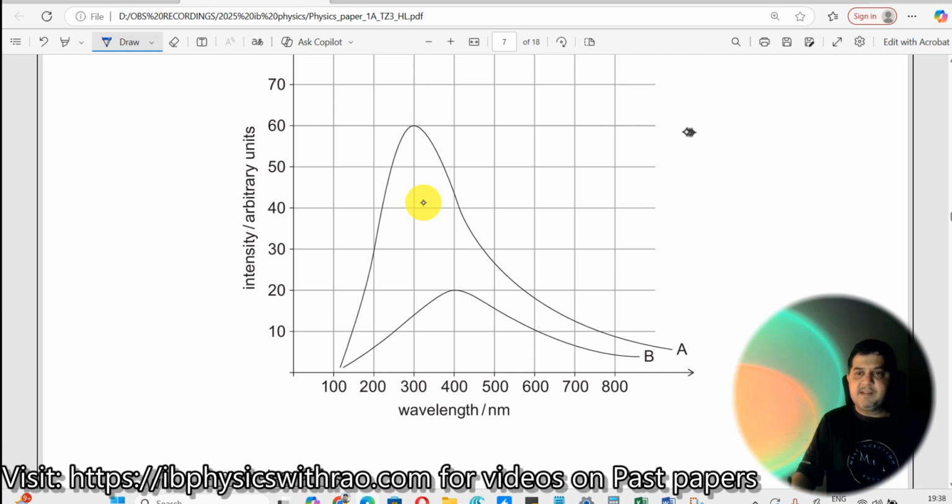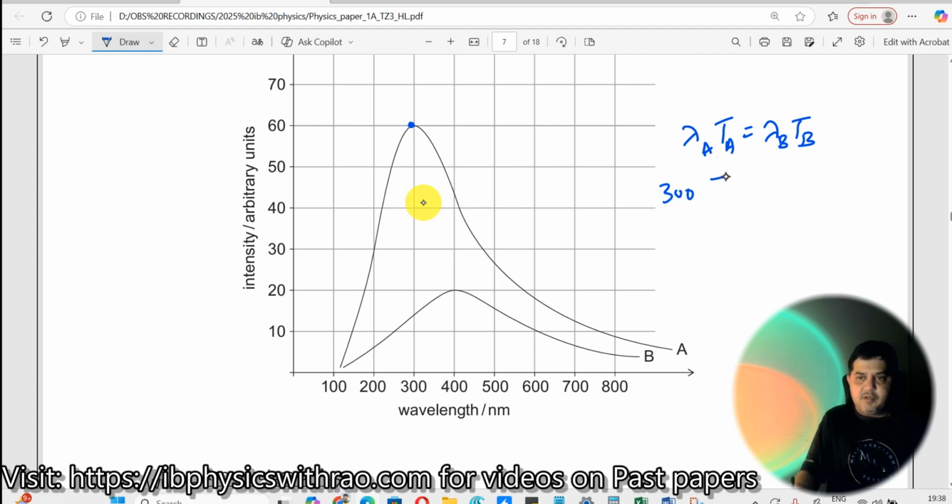So what does Wien's displacement law tell you? Lambda A into TA is equal to lambda B into TB. This is what it tells you. Now, what is lambda A here? For A, lambda A is the peak wavelength. What is the peak wavelength here? This point is 300. 300 multiplied by TA.